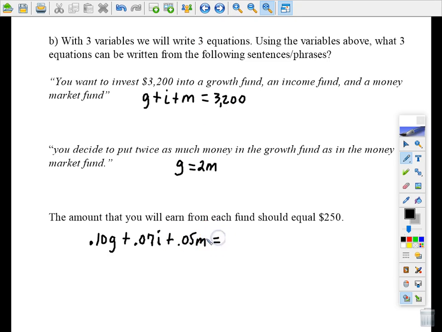And remember, we call this return on investment. This is how much I'm going to get back on my investment. And the goal is to get $250 total in interest. So each one of these return on investments combined, add them all up, and it should equal $250 according to the problem.